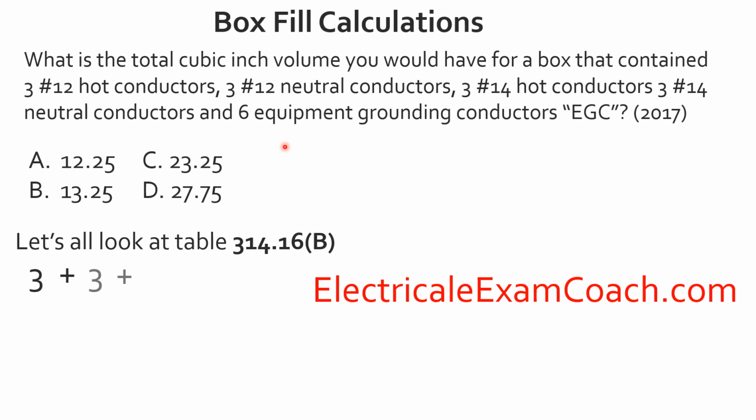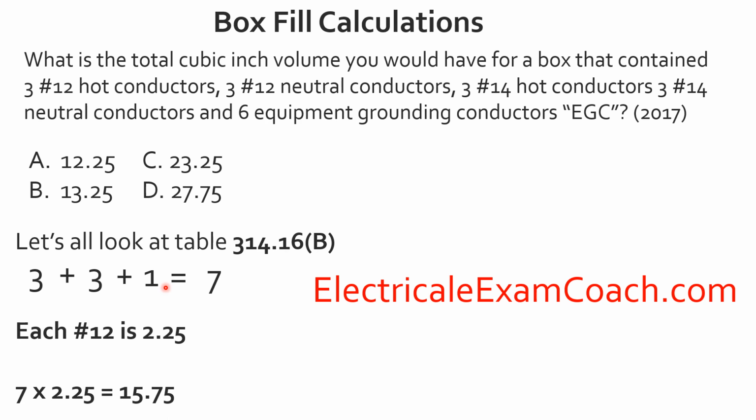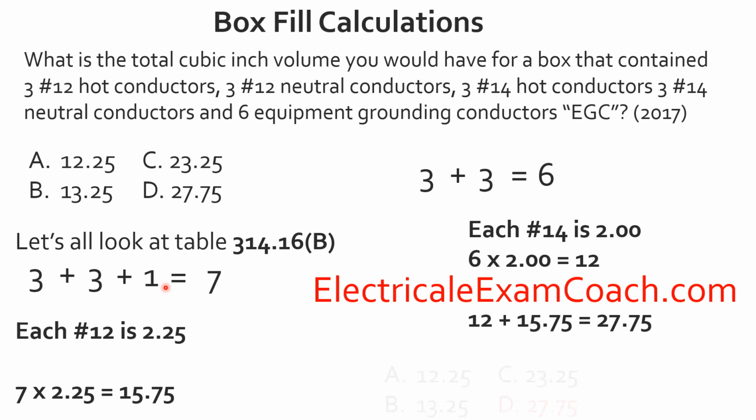We know we got 3 hots, we know we got 3 neutrals, and we're going to group all of those equipment grounding conductors, counting them as 1 with the largest, which happens to be 12. We bear that math out. Now let's deal with the 14s. We had 3 hots, 3 neutrals, don't have to deal with any grounds, they've already been dealt with. We bear that math out, total the two together, and we end up with 27.75 cubic inches.